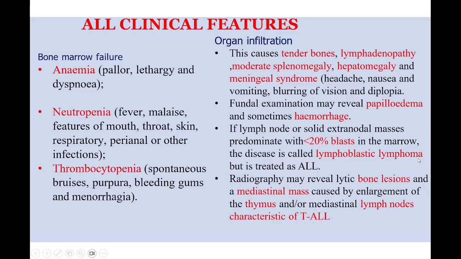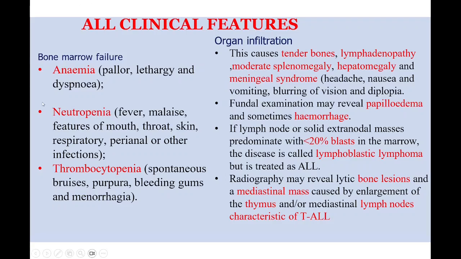Fundal examination may reveal papilloedema and sometimes hemorrhages. If lymph node or solid extranodal masses predominate, with less than 20% blasts in the marrow, the disease is called lymphoblastic lymphoma. But the treatment is the same as ALL. Radiography may reveal lytic bone lesions and a mediastinal mass caused by enlargement of the thymus and/or mediastinal lymph nodes, characteristic of T-cell acute lymphoblastic leukemia.